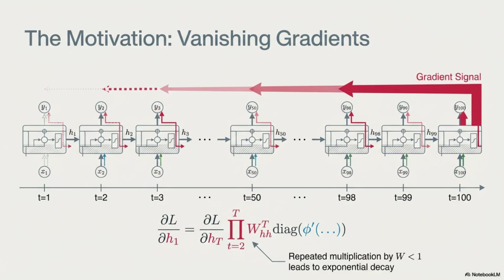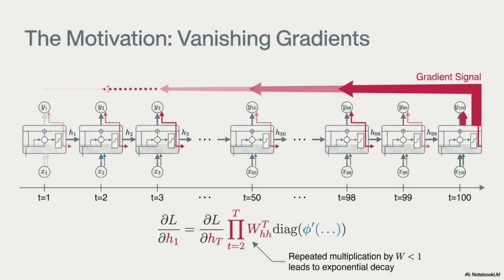Now, if the values in that matrix are, on average, less than 1, what happens when you multiply a number by something less than 1 over and over and over again? It shrinks exponentially. The signal just vanishes into nothing. By the time the error signal from time step 100 gets back to time step 1, there's basically nothing left to learn from. So let's just formally define that. We call it the vanishing gradient problem. The error signals that are meant to guide learning become so tiny, they're effectively zero.